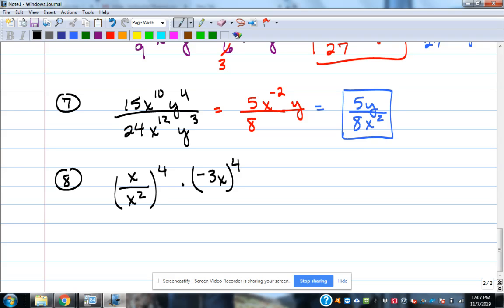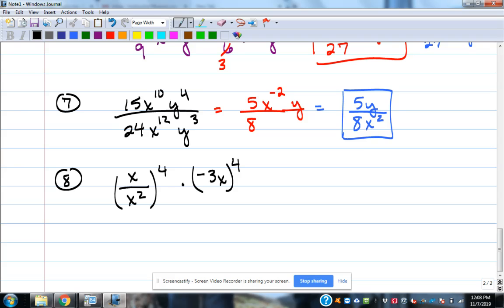Several different approaches to doing this one, so let's pick a way. So what do we want to do? You could distribute the exponents. That's one way. I think there's a little bit of an easier way so you don't have to deal with so many numbers.